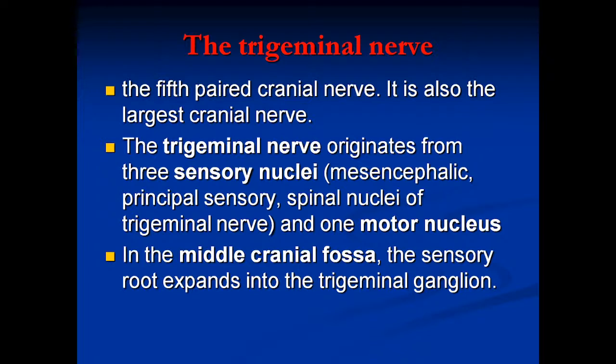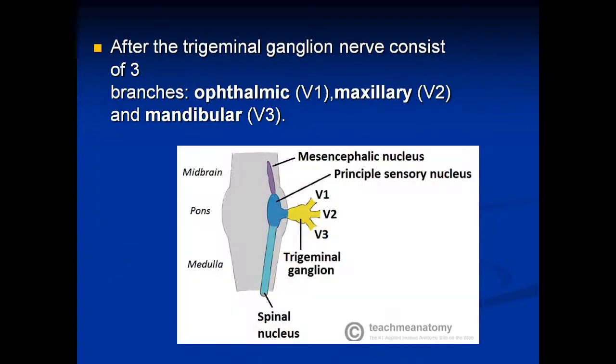In the middle cranial fossa, the sensory root expands into the trigeminal ganglion. This is trigeminal ganglion. After the trigeminal ganglion the nerve consists of three branches. The first branch, ophthalmic nerve. Second branch, maxillary nerve. And the third branch, mandibular nerve. So, trigeminal nerve consists of three branches. The first, ophthalmic nerve. The second, maxillary nerve. And the third, mandibular nerve.